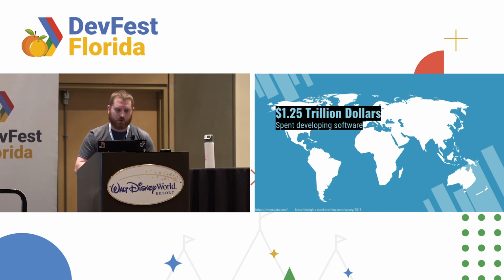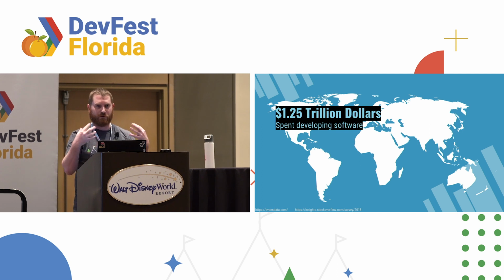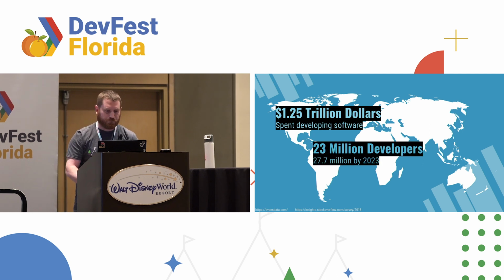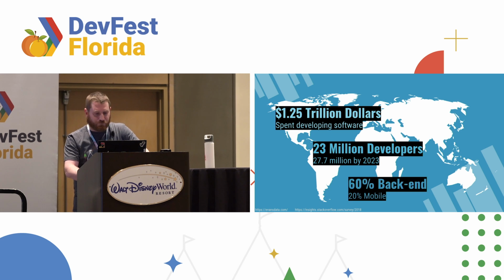So around the world, there's some pretty interesting stats. We spend north of $125 trillion every year developing software as the global economy. And I believe this was from like 2016, so it's probably a lot higher now. We have 23 million developers, and by 2023, we're gonna have 27.7 million developers. So that's a lot of people to pay.